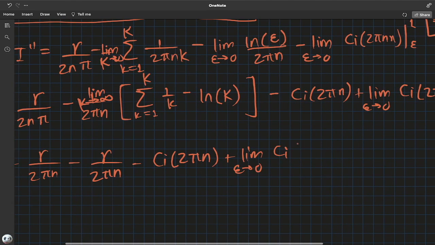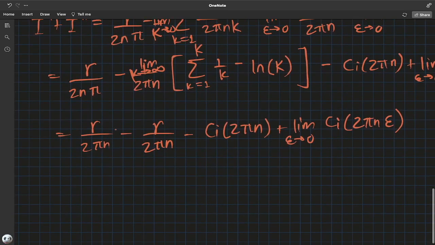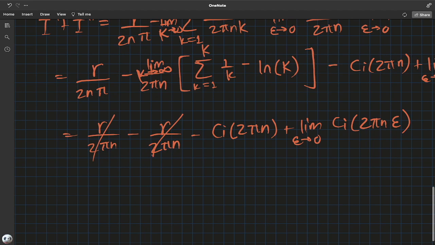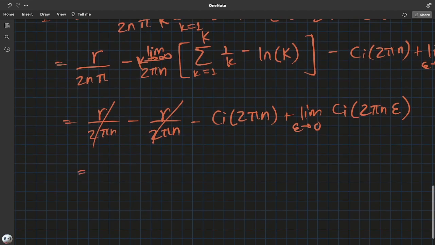Notice this epsilon term is going to diverge, but again, I'm going to account for that later. Notice, although we had a divergence with the harmonic series and the natural log, it nicely cancelled out to become a convergent Euler-Mascheroni constant. So I prime plus I double prime is just the difference of these cosine integral terms.